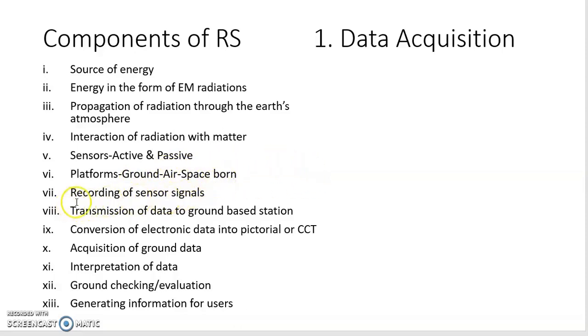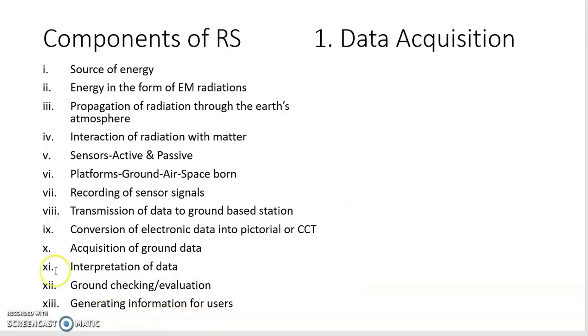Then the next component is recording of signals, then transmission of the data to the ground, then conversion of electronic data into CCT. CCT is color composite transforms. Then acquisition of ground data, then interpretation of this ground data, ground checking, evaluation, and generation of information for users.